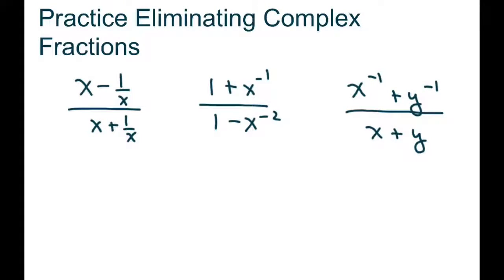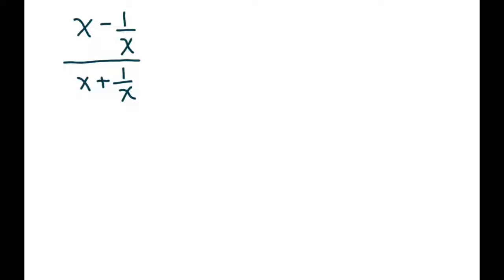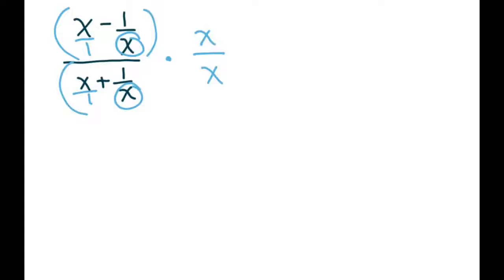Everyone, we're going to practice eliminating complex fractions, and these are the 3 problems we're going to do. They all have x's and y's. For the first one, I notice that my common denominator is just x for both of these. So what we're going to do is multiply the numerator and the denominator by x. And that's going to eliminate the x's in these denominators.